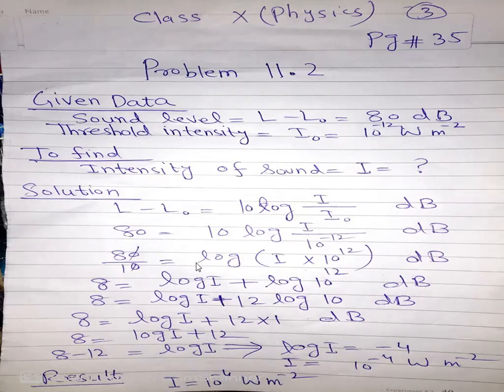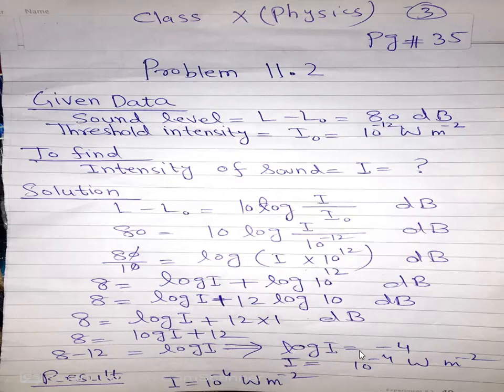So I will use the property of the log here. If there is a multiply sign inside the log, it converts into a plus sign. So I will write log I plus log 10 to the power 12. Again, I use the property of the log: if there is a power of 10 in the log, it comes before the log. 12 log 10. Log 10 on the calculator is 1, so 1 multiplied by 12 is 12. So log I plus 12 is equal to 8. If you take 12 on this side, 8 minus 12, you get minus 4. So log I is minus 4.